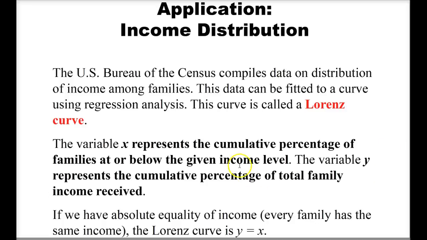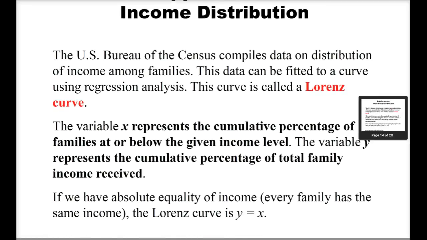Now, the variable X represents the cumulative percentage of families at or below the given income level, okay? Or put another way, X represents the percentage up to that amount of families at or below the given income level. Or you could also put it as the bottom, let's say, such and such percentage, okay? The variable Y, or our f of x, represents the cumulative percentage of the total family income received, okay? And so, of course, that's given in percents as well.